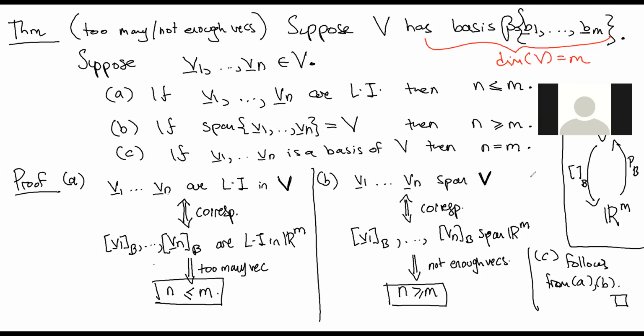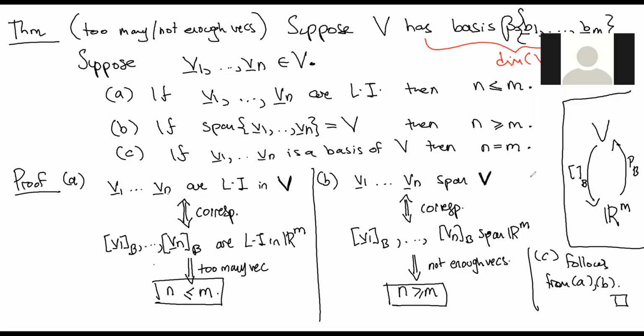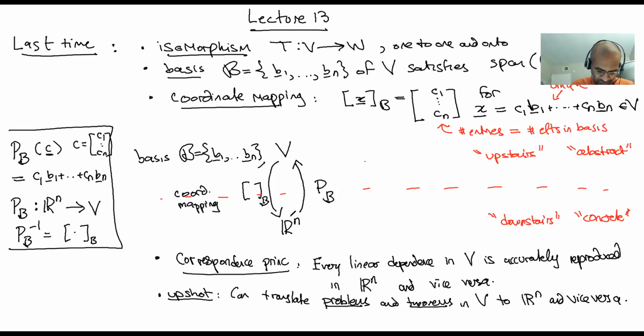Can you go over the whole upstairs downstairs thing one more time, please? Yeah, the upstairs downstairs thing is that there's an abstract vector space above, and there's an Rn below, where the n is the number of elements in the basis, right? So this n is the same as this n, which is the dimension of V.